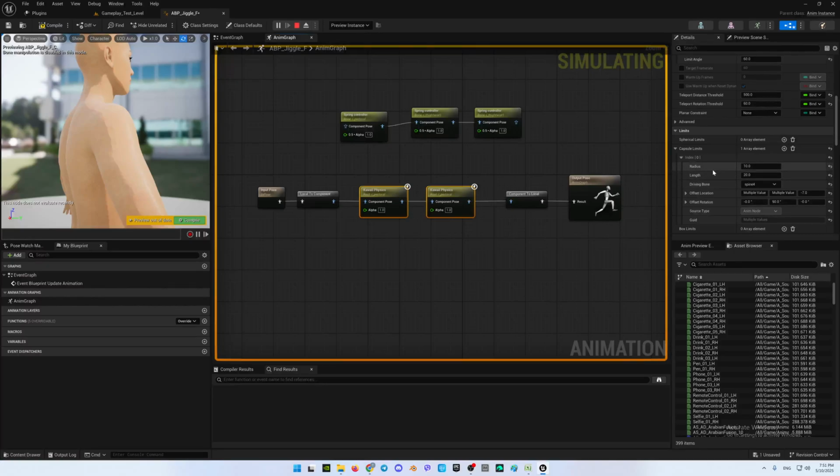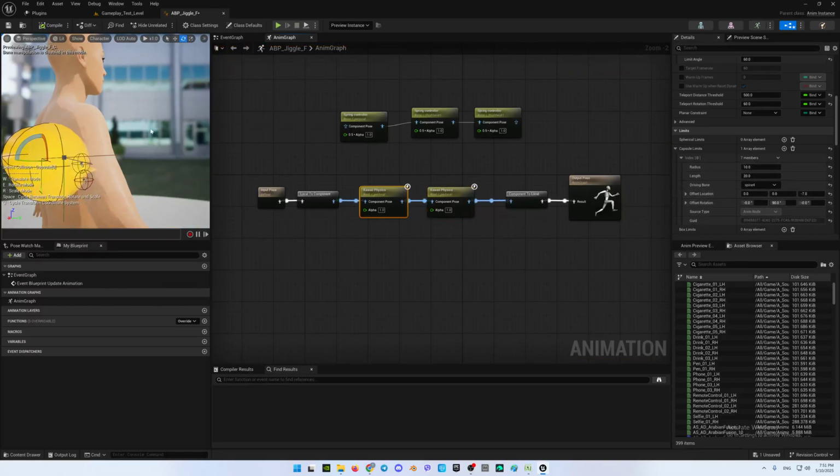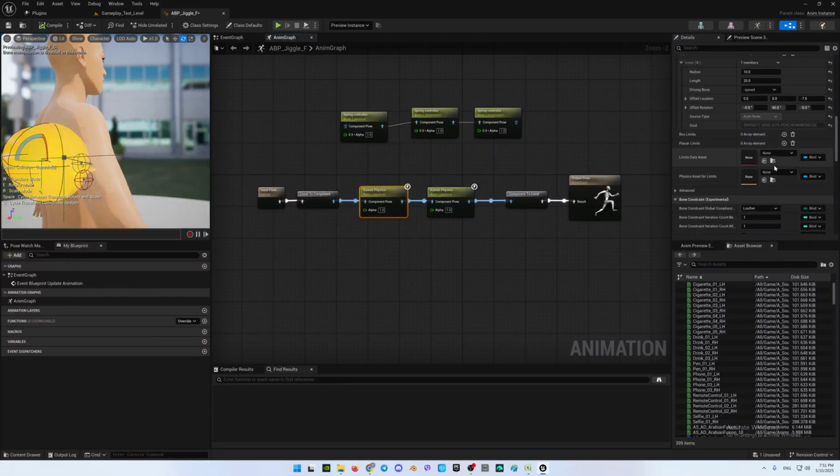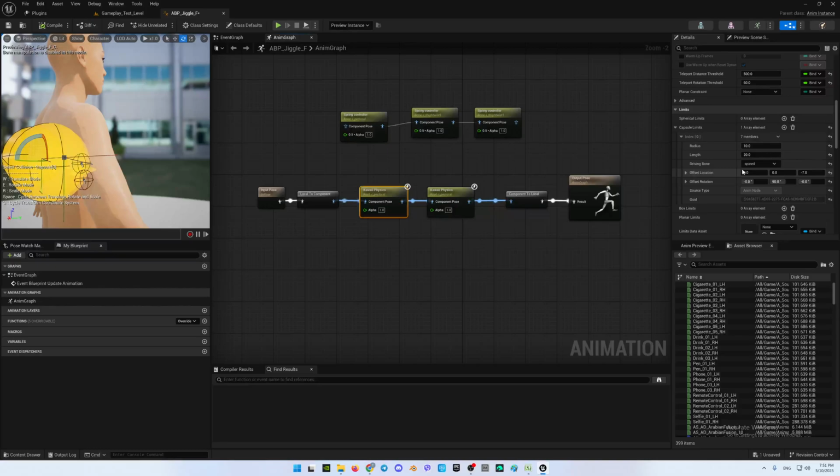So I have also added the capsule limitation, so my breast will not go backwards. Basically the radius is 10, the length is 20, and here is its location. So we are able to see it over here. This is the capsule. I did not set up a separate one for each breast, I just set up one for both of them. And what else? I guess that for this section, that is all.